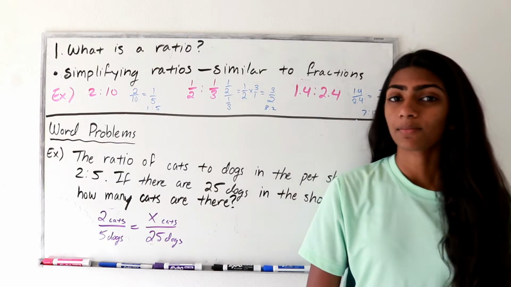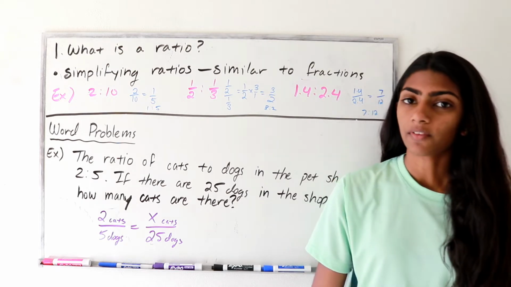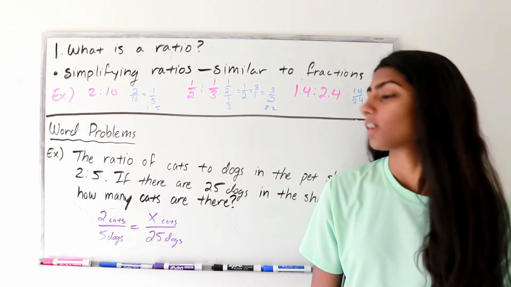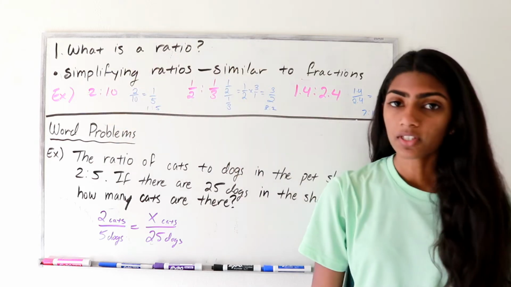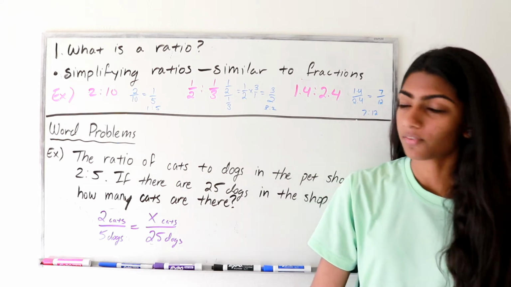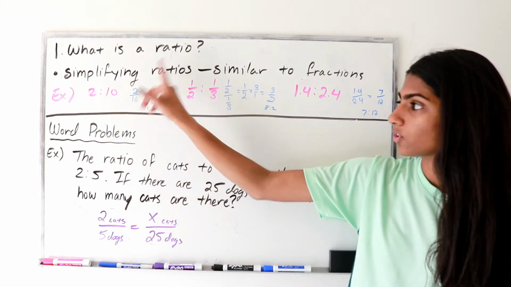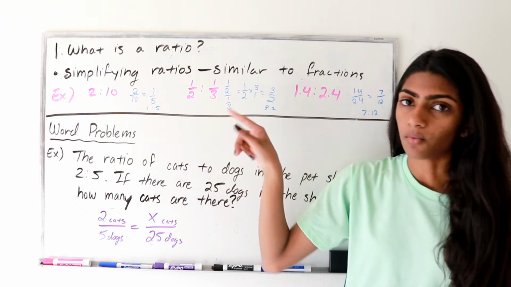So now let's look at simplifying ratios. Ratios behave just like fractions. When you're simplifying a ratio, it's just like simplifying a fraction. Let's look at these examples. 2 to 10. The first thing I'm going to do is turn it into fraction form, 2 over 10. Then I'm going to simplify, just like I do with a fraction. So I just divide this by 2, divide this by 2, I get 1/5, and I can write it again like 1 to 5 or 1/5.